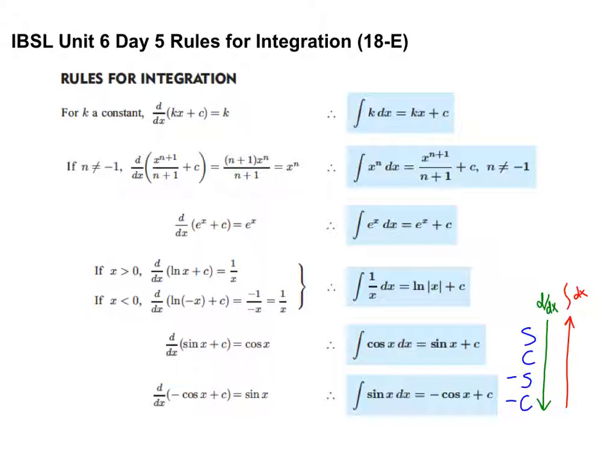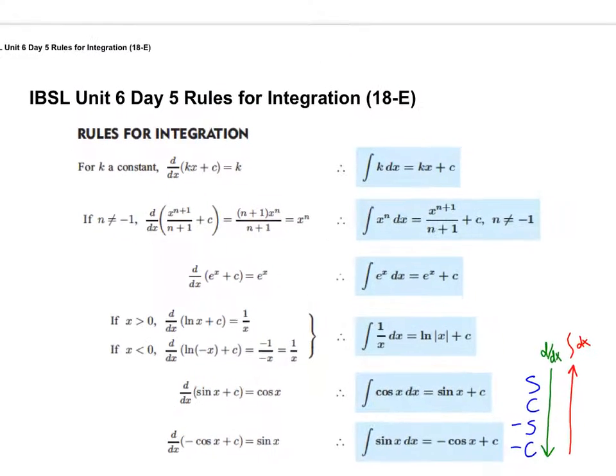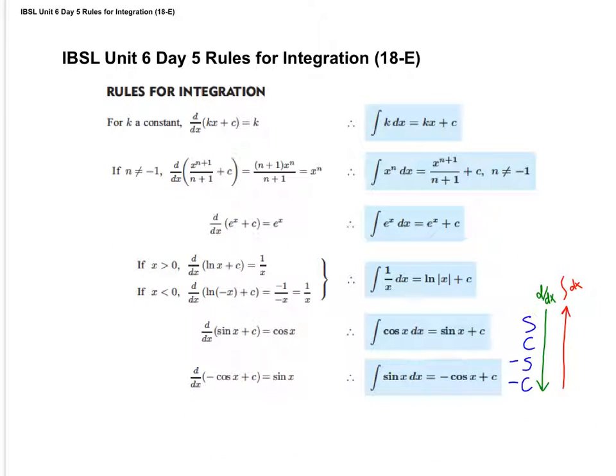If you think of the constant like k times x to the 0 power, if I add 1 to the exponent, now I have x to the first, and then you divide by 1, you just have kx to the first. So that is one way to remember that constant.